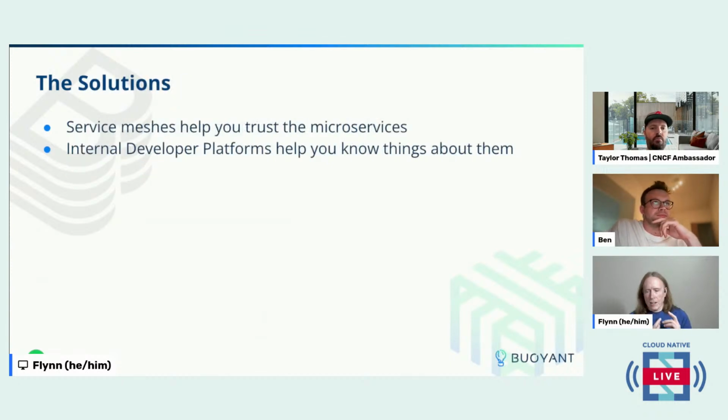So service meshes fundamentally help you trust the microservices. And as we're going to find out, they also help to surface information that you can use to watch the microservices. The internal developer platform, internal developer platform. I don't know why I always say that. They kind of grew up as a way to help you know all of the other things about the microservices that you need to know. What is running, who's responsible for it, all that kind of stuff.